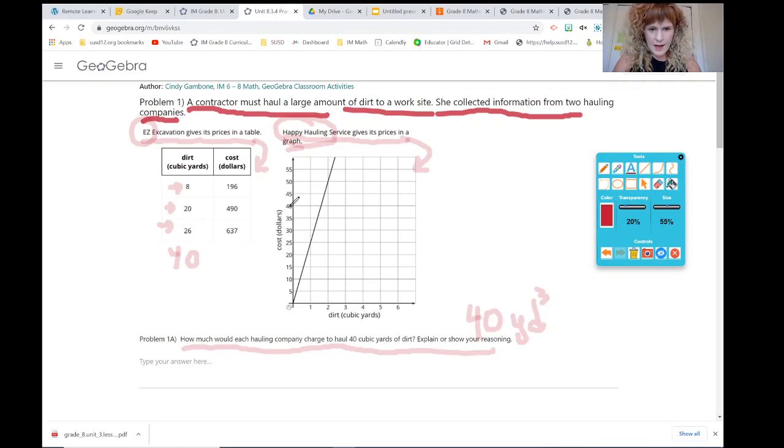Happy Hauling has a graph. Down here on the x-axis is cubic yards of dirt, but they only go up to 6. And look, that price isn't even on the graph. Their graph does not help customers very much. You can see that if you're hauling 2 cubic yards, it costs you $50. If you are hauling 1 cubic yard, it costs you $25. So how much would each company charge to haul 40 cubic yards of dirt? Okay, you've got your paper ready? Let's take some notes.